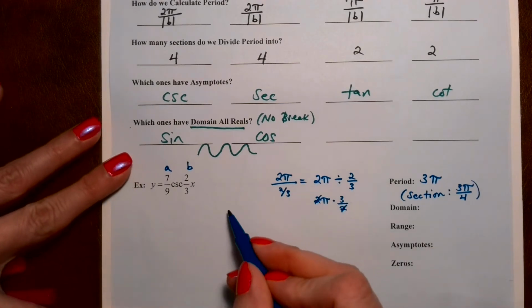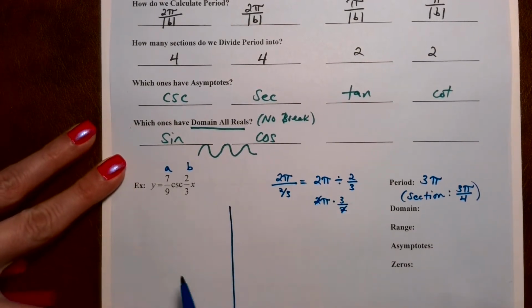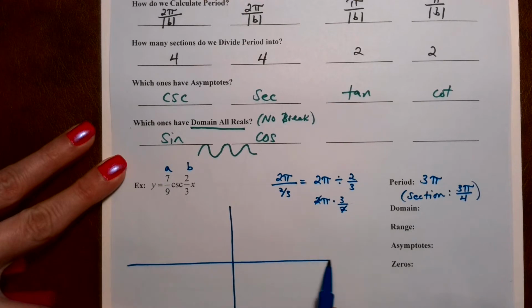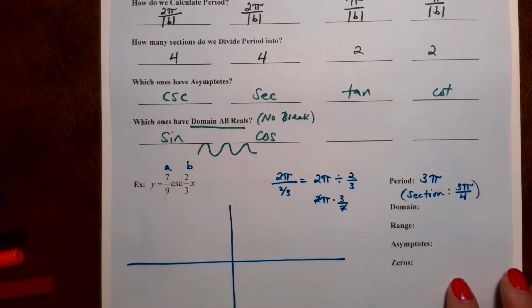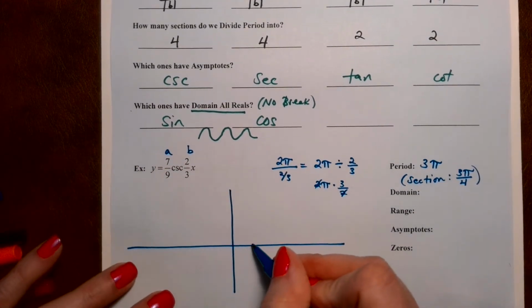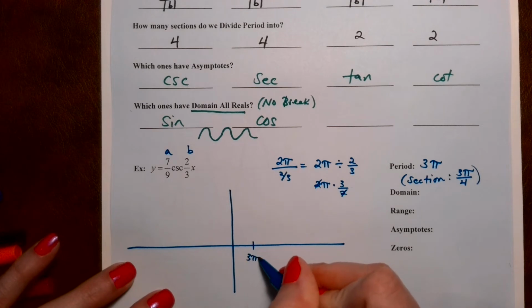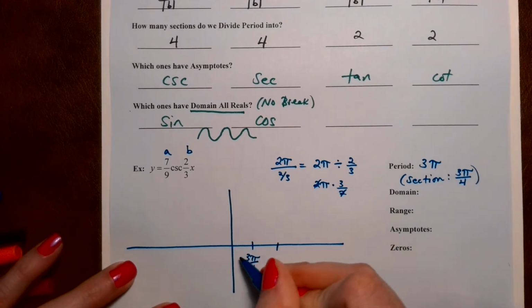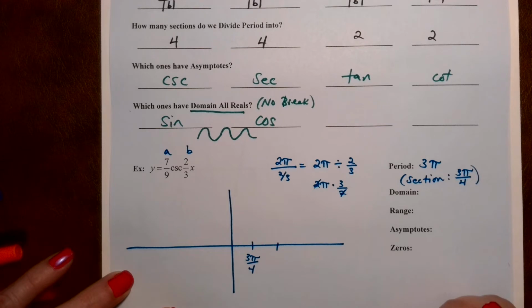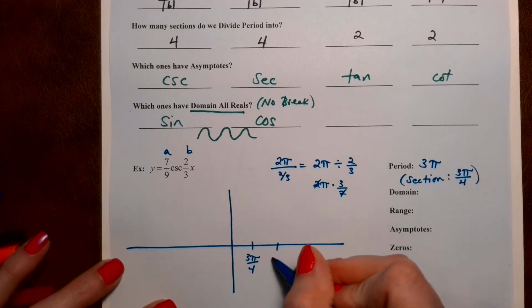Okay, in terms of drawing a graph, we always want to make sure that we do at least 2 periods. So we have 3 pi over 4 plus another 3 pi over 4 would be 6 pi divided by 4, which is 3 pi over 2.